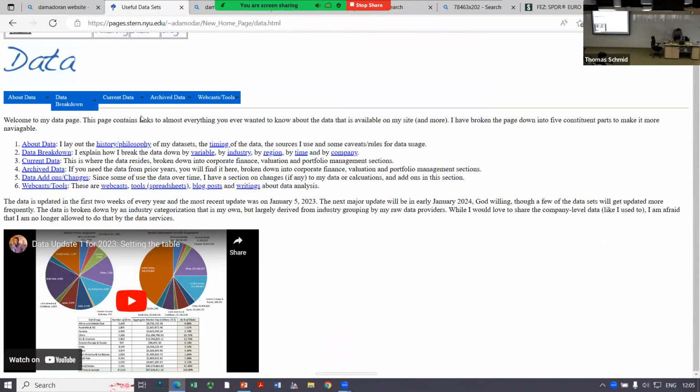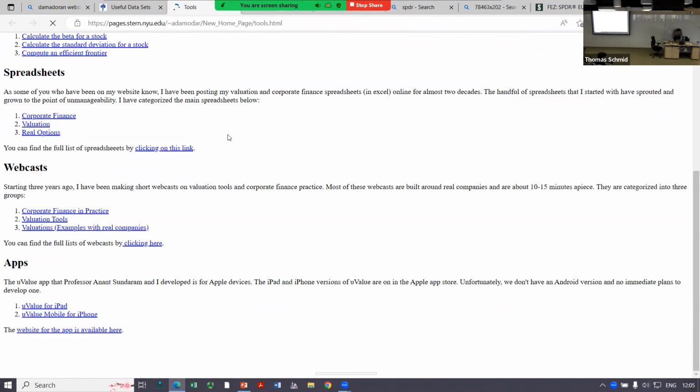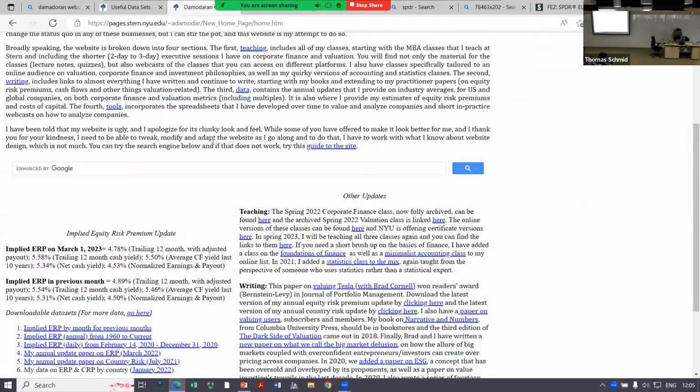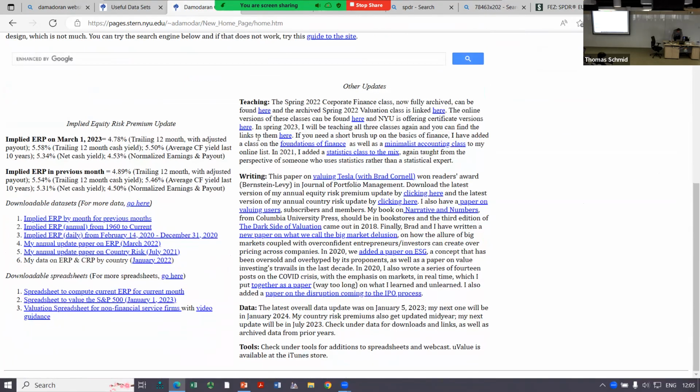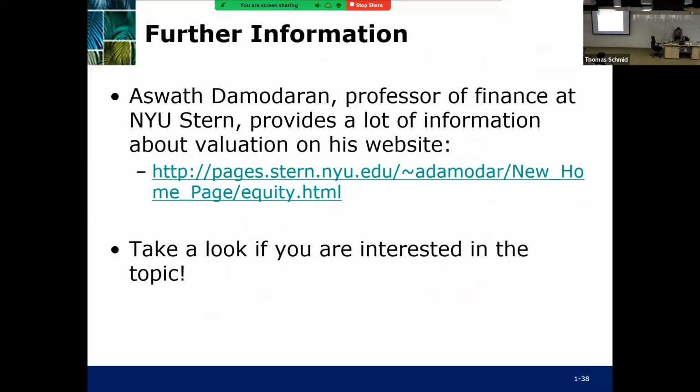he has a lot of data, he has a lot of tools, spreadsheet tools for valuation, for example. You can just go through his website. There are a lot of useful resources for valuation. And take a look. He has some examples for valuation, some spreadsheets where he does the valuation. So it can be very helpful.